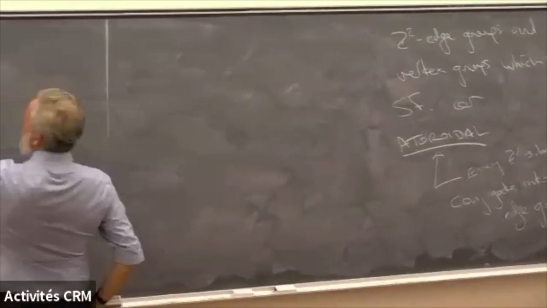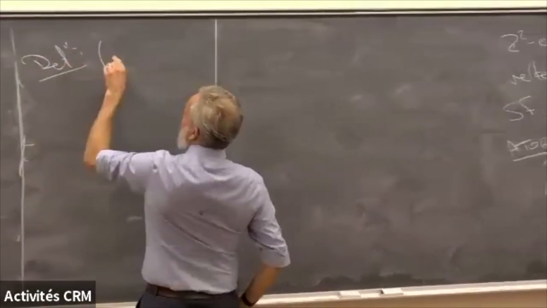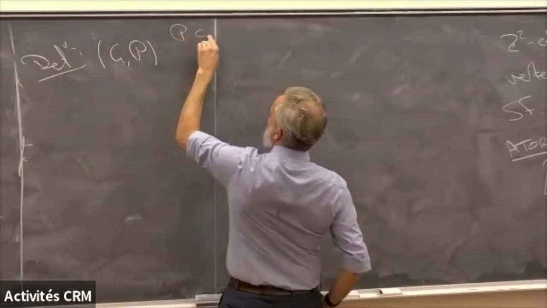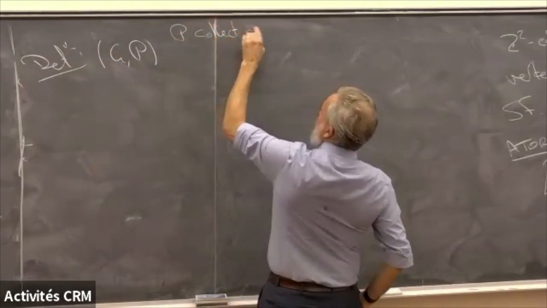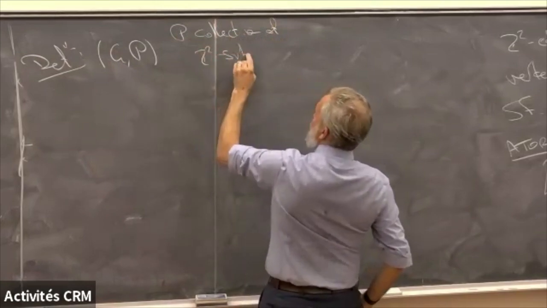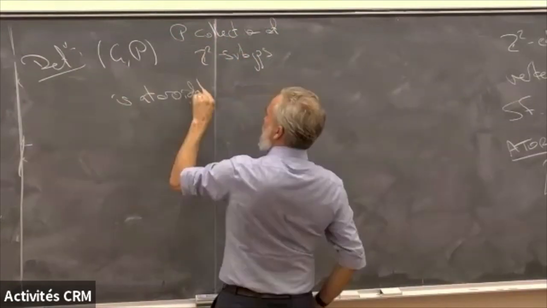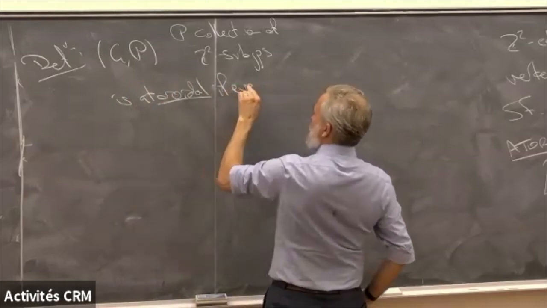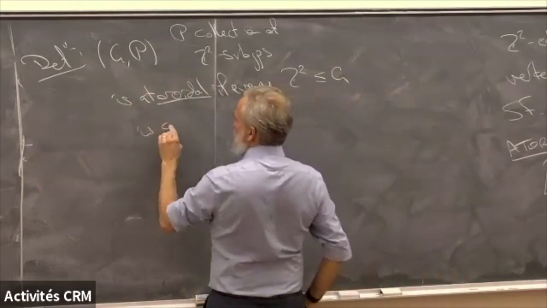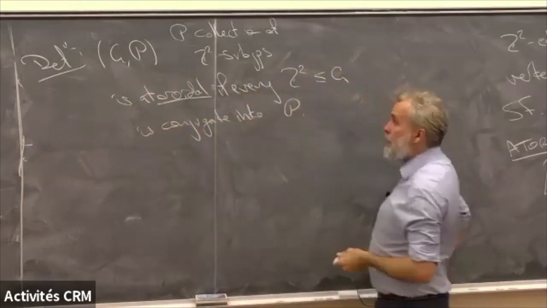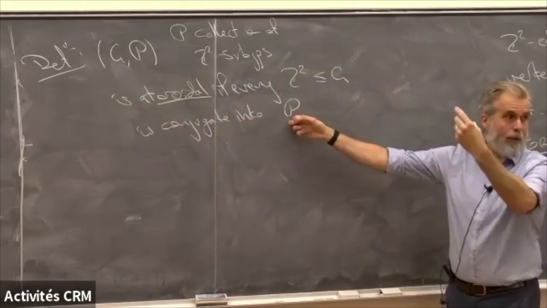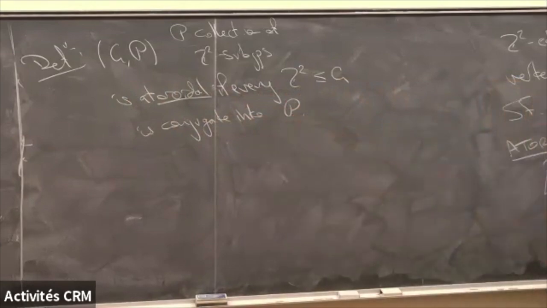So maybe just to be explicit, a definition: a group G with a collection P of z squared subgroups is atoroidal relative to P if every z squared contained in G is conjugate into P. It doesn't have to be an element of P, it could be a finite index subgroup of an element of P, because of course z squared has many z squared subgroups.